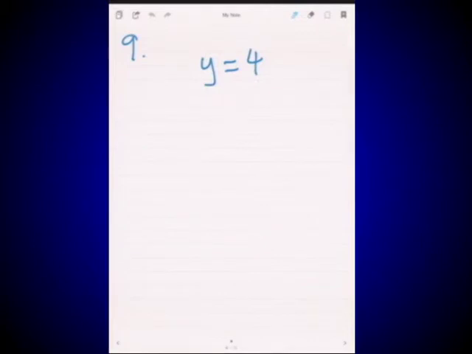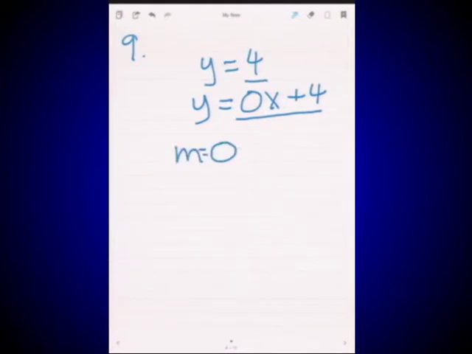Our slope. I don't see an x in there, do you? Could it be that we have no x's? That would be the same right here as this, wouldn't it? So it must be that our slope is 0 and that our y-intercept is 0, 4 in ordered pair form.